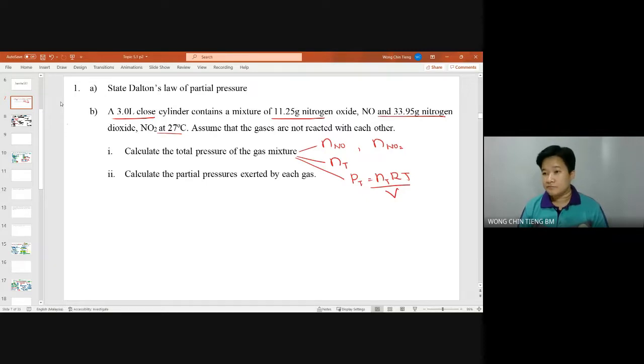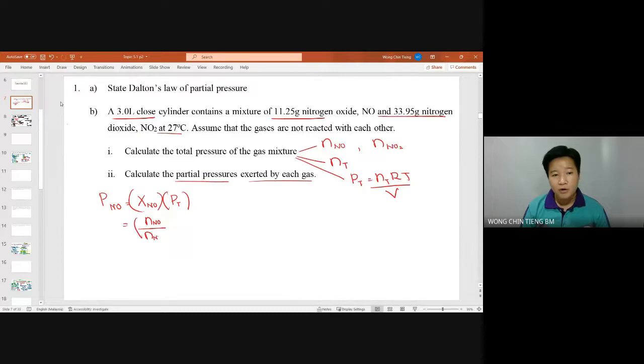Betul? Okay. Calculate the partial pressure exerted by each gas. Oh, senang. Sebab dah ada total pressure, dah ada number of mole. So using partial pressure of NO equals to the mole fraction of NO times the P total yang kamu dah cari. Mole fraction adalah number of mole NO over number of mole NO plus number of mole NO2. Alright, standard. Dah dapat satu partial pressure. Partial pressure orang kedua, tak payah kira cara ini dah. P total minus P NO. Are we on the same page?